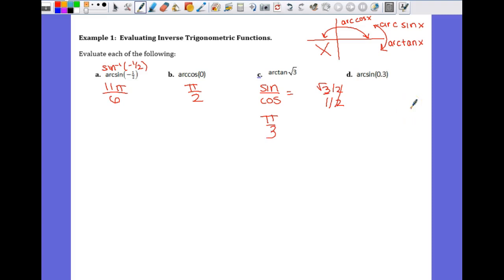This would be a calculator. This one we don't have a trig unit circle point of 0.3. So go ahead, take out your calculator. Now, this is positive. Where is sine positive? Of the 2 quadrants it can live in. Yeah, so my answer better be in the first quadrant. Your calculator needs to be in radians to get the radians.